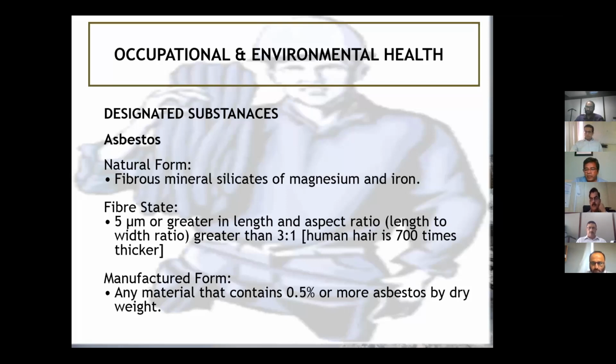But the irony with this is this used to be 1% in 1978, when the regulation started. And some buildings which we think were constructed in an era where no asbestos should have been used, people did use asbestos containing materials which were 0.7%, 0.6%. So those materials are now a problem for us because now the limit has been reduced to 0.5%.